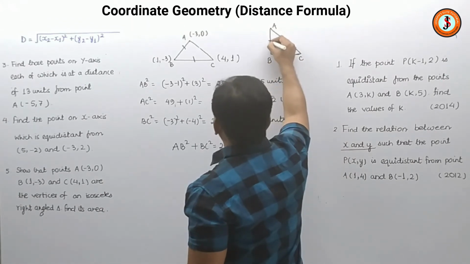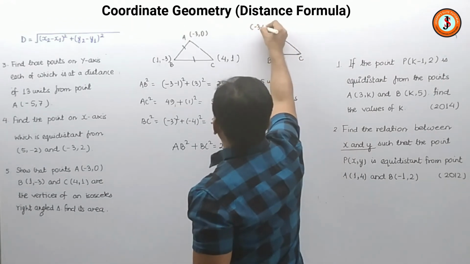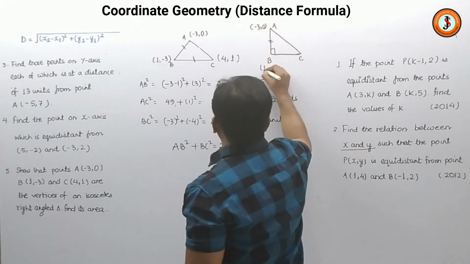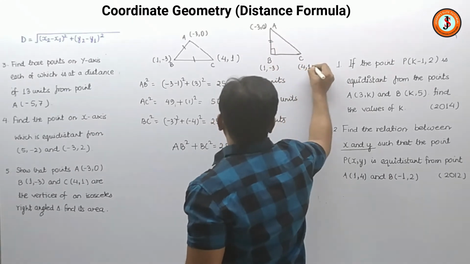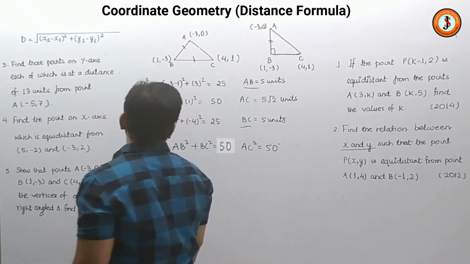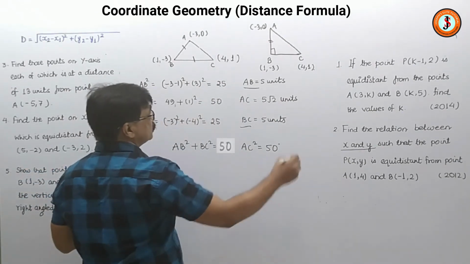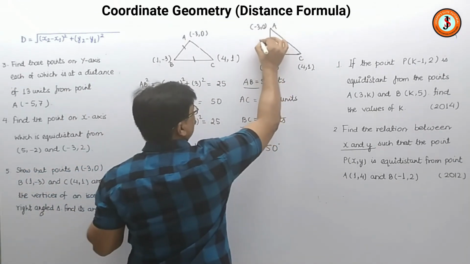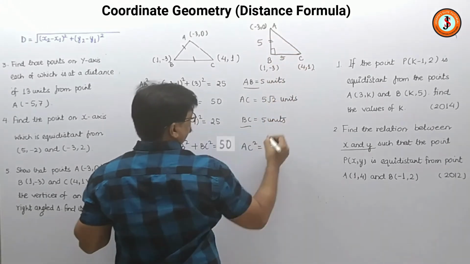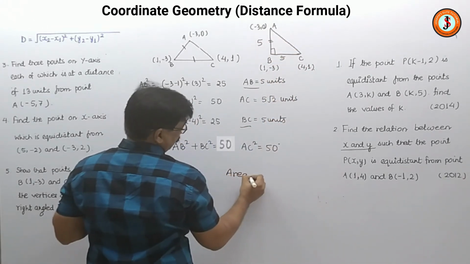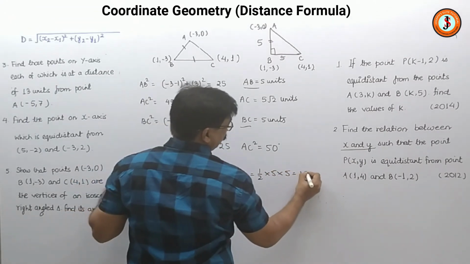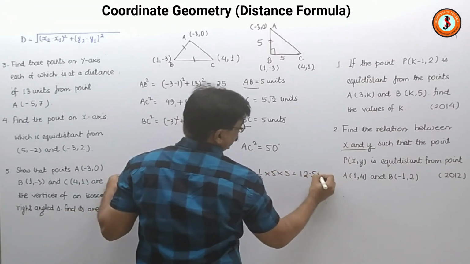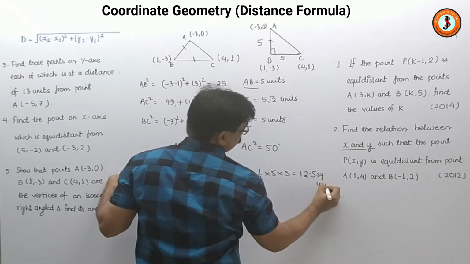Now this is A, minus 3 comma 0. This is B, 1 comma minus 3, and this is C, 4 comma 1. So now they are telling us to also find the area. I know this is 5 units and this is 5 units. So area will be equal to half base into height. 5 fives are 25, so this is 12.5 square units.